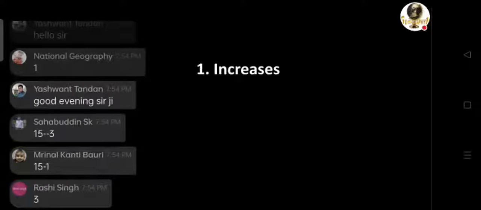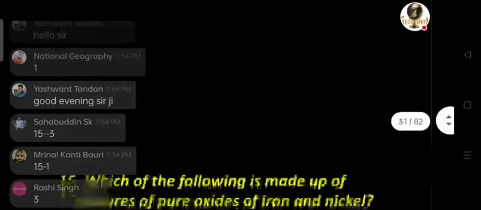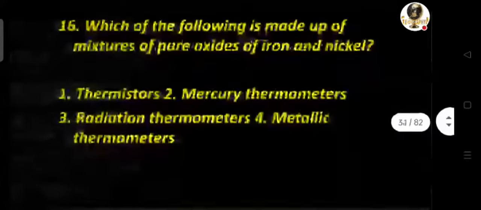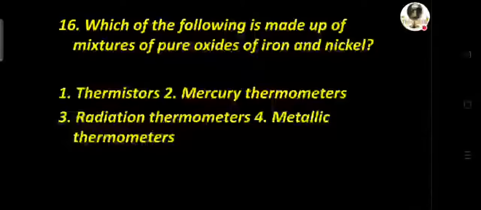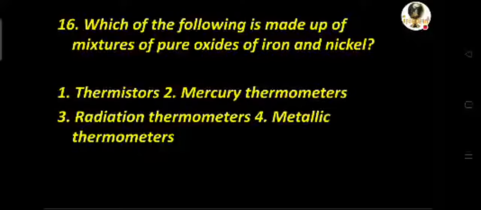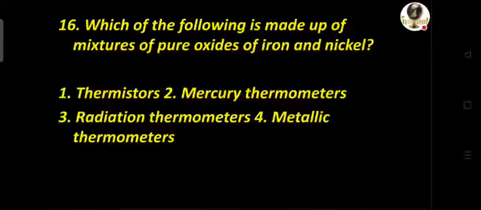Another very important question for you, question number 16: which of the following is made up of a mixture of pure oxide of iron and nickel? Very interesting question for you.